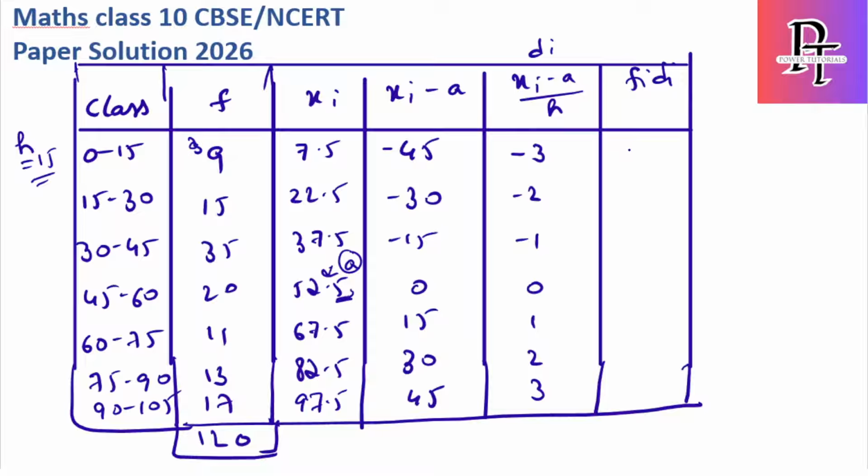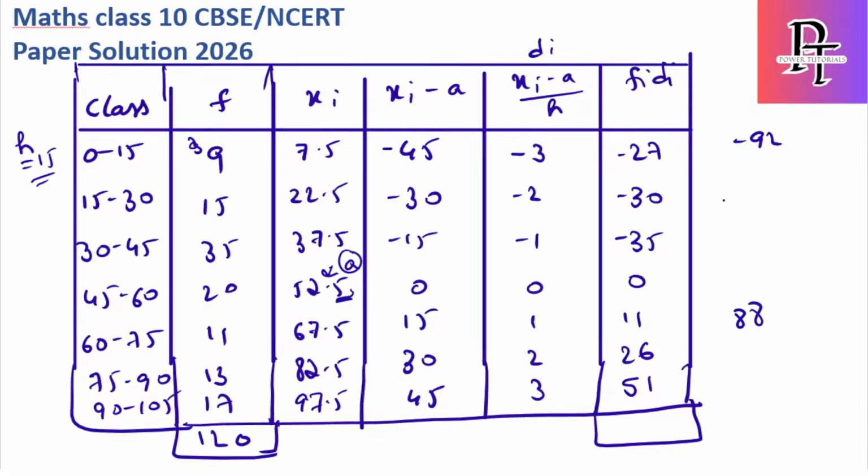9 times 3 is 27, 5 times 2 is 30, 35 times 1 is 35, 0, 11 times 1 is 11, 13 times 2 is 26 and 17 times 3 is 51. Okay, let's find this value. First I will write for all negative, it becomes -92. Same as for positives, it will become 8 82 88, plus 88. So -92 plus 88, I will get the value as -4. Now this value is very small, so you can usually apply the formula to get the answer.